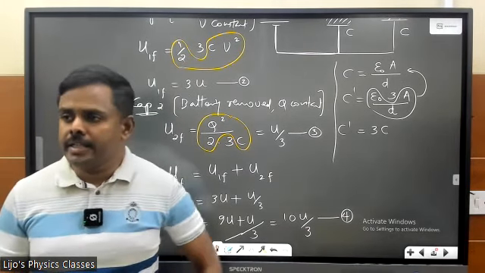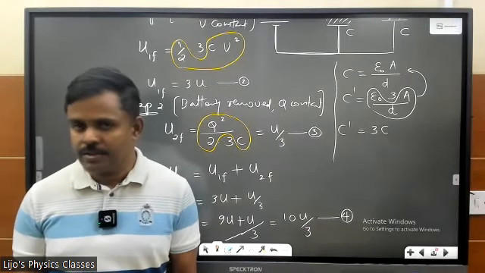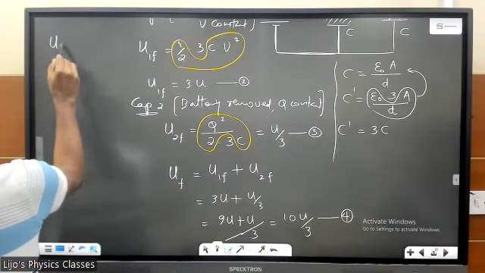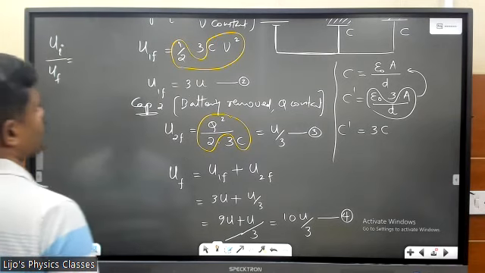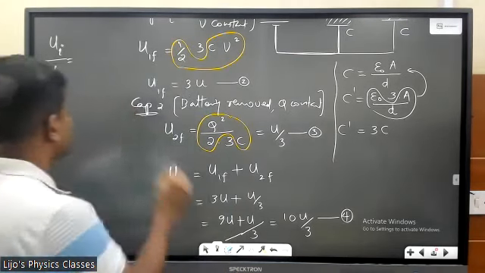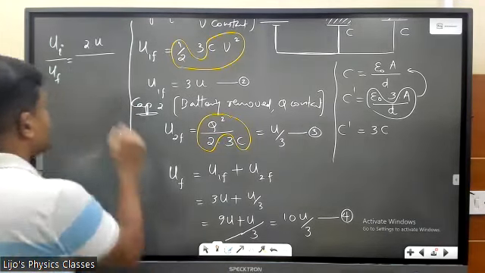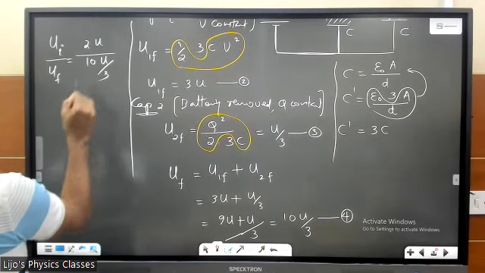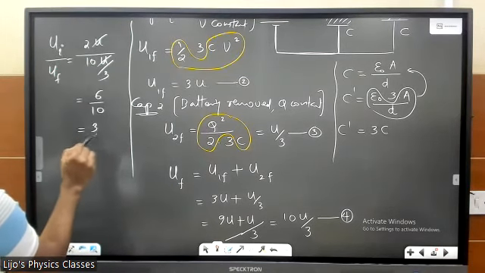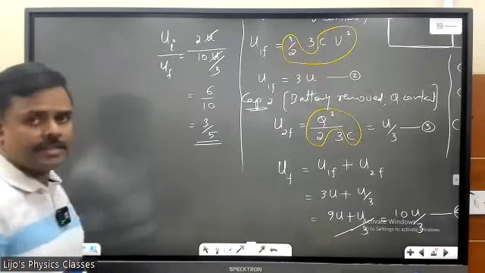So I got the total energy in the initial configuration, total energy in the final configuration. Now I must find the ratio. That is what the question is, right? So finally you can write UI divided by UF. What was UI as per equation number 1? Can you check it out? That was 2U, right? Okay, fine. So that was 2U divided by, what is the energy of the final configuration? 10U divided by 3. U and U are cut. 3 goes to numerator. 6 by 10 is equal to 3 by 5. Finally, you get 3 by 5 as the ratio.